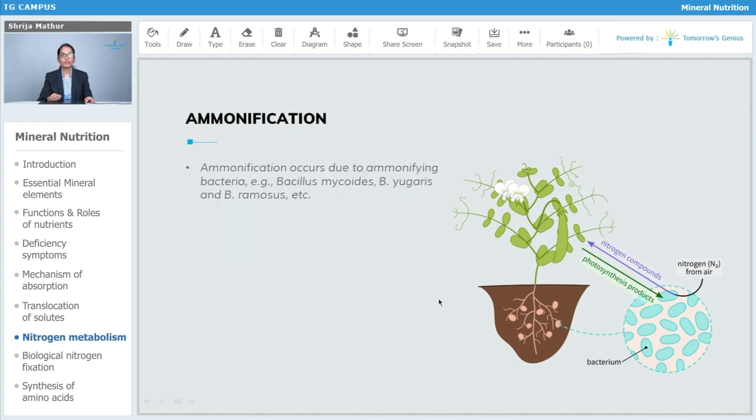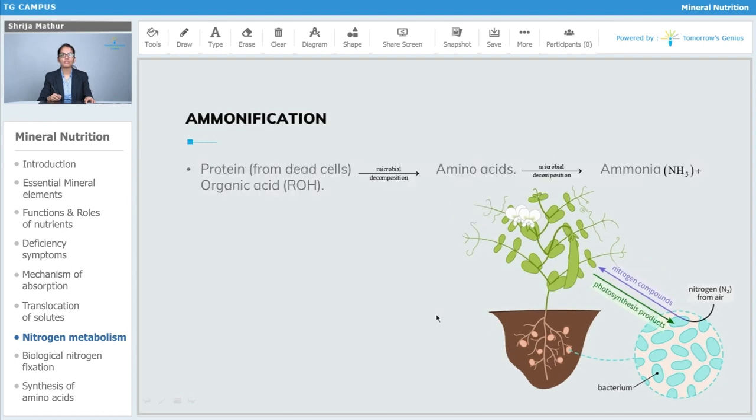Ammonification occurs due to ammonifying bacteria, like I told you. So what are the examples of those ammonifying bacteria? Bacillus mycoides, Bacillus aeugerius, and the Bacillus ramosus. Ammonification is a mineralization process.